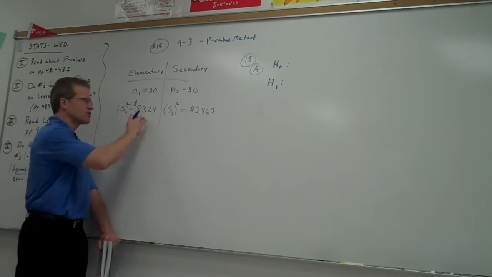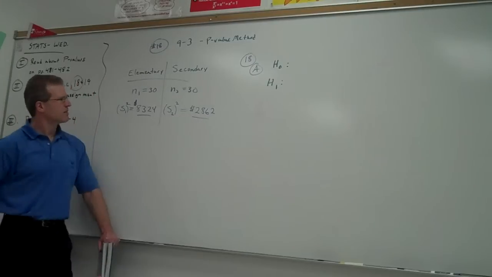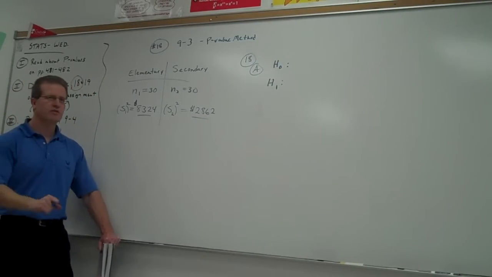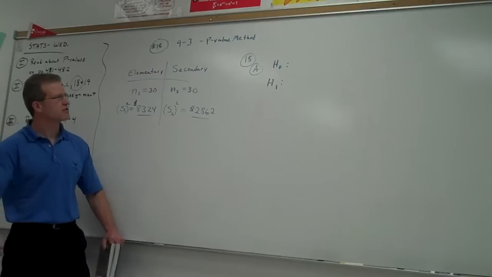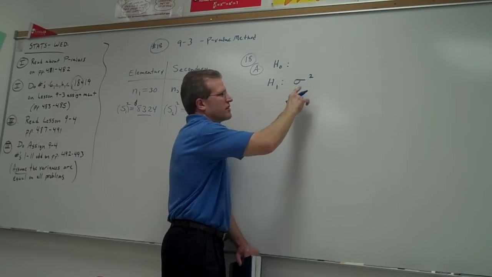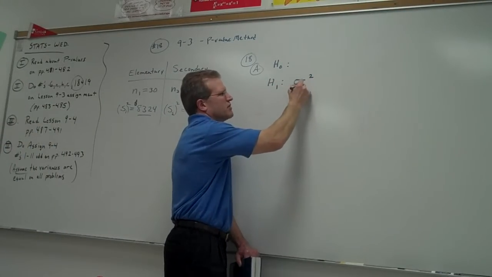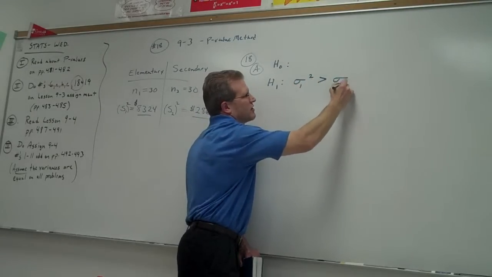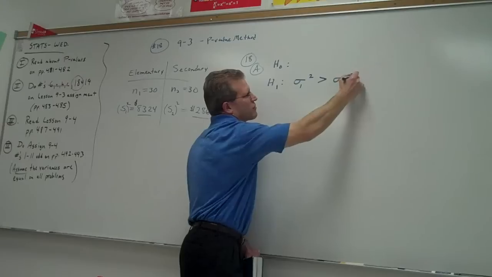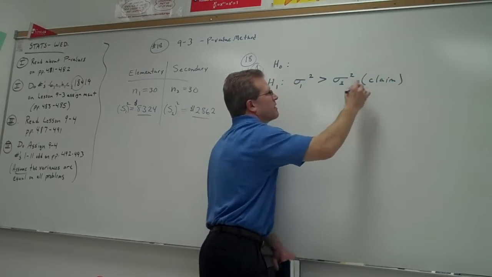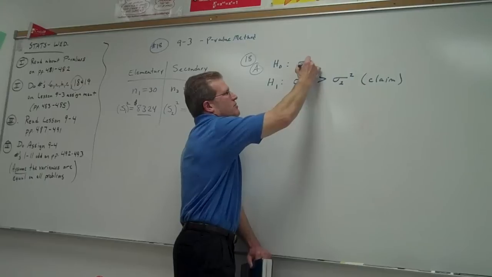We're saying, is this evidence strong enough to say that the variance of all elementary school teachers is greater than the variance of all secondary school teachers? So we're making a claim about the population variance. So population variance sigma sub 1 squared is greater than population variance sigma sub 2 squared. That's what we're going to claim. So then, of course, the null would be the opposite of that.